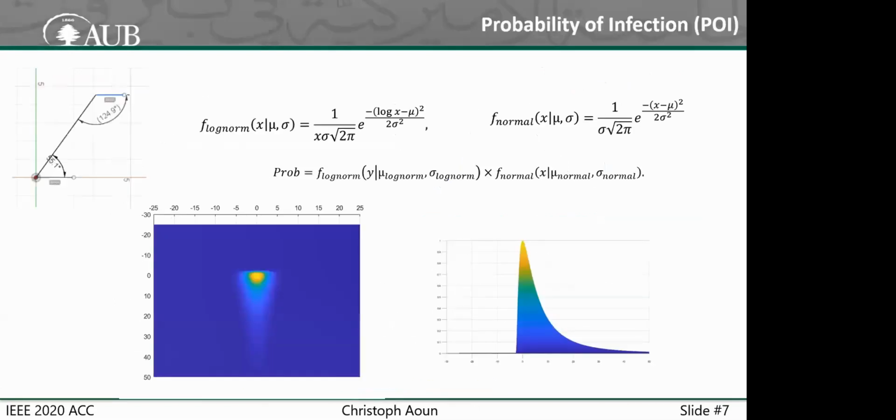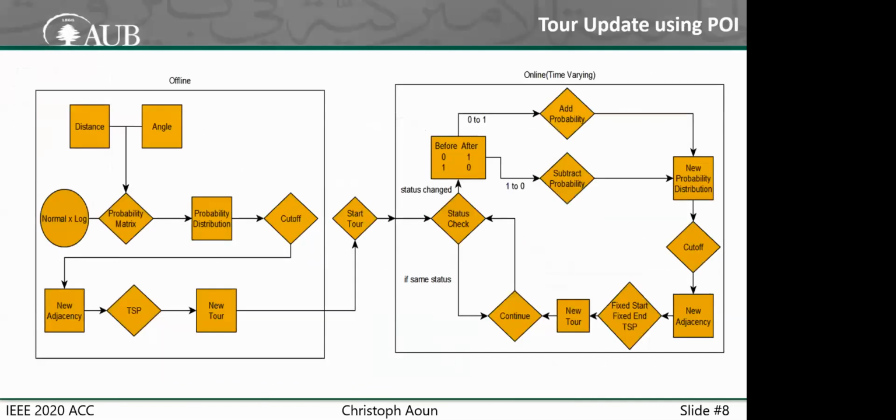After determining the global optimized tour, a prioritized subtour could be made using the probability of infection. As the quadrotor is touring throughout the forest, the POI is actually updated, and then a cutoff margin is done in order to prioritize certain trees, and using the fixed start, fixed end traveling salesman problem solution using a genetic algorithm, a new tour is done.